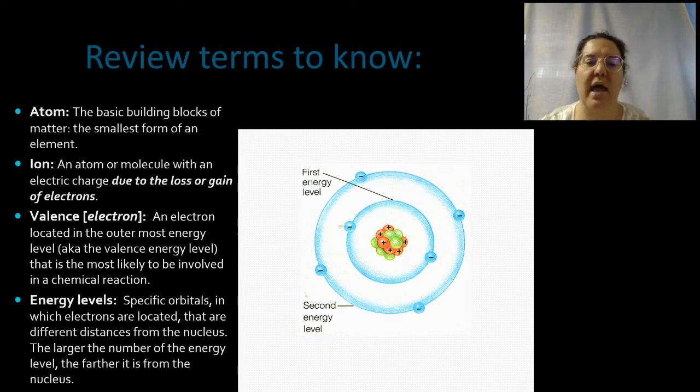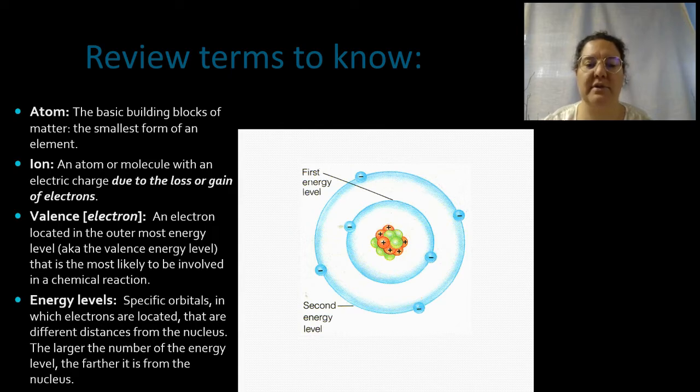An ion is an atom or molecule with an electric charge due to the gain or loss of electrons. So one or more electrons have been added or removed, leading to an electric charge on an element. Valence electrons are electrons located on the outermost energy level, or the valence energy level, and these are the electrons most likely to be involved in a chemical reaction.